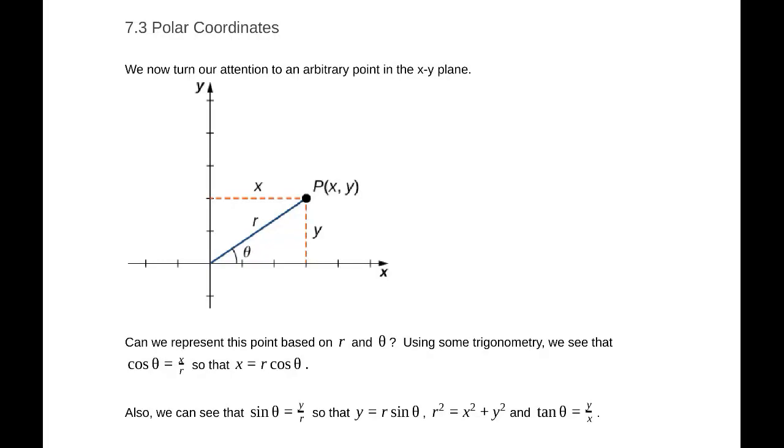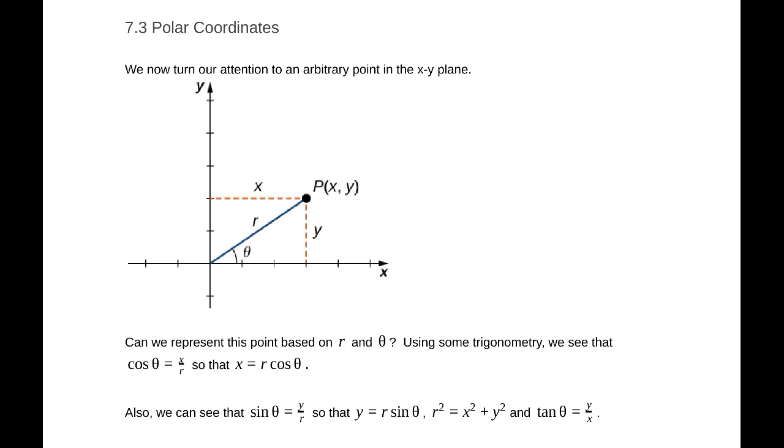Section 7.3, Polar Coordinates. So at this point we've discussed parametric equations in a couple of different manners. Now we want to turn our attention to an arbitrary point in the xy plane. So if we take this point that I have here, P, the point xy, can we represent this point based on the radius, the r there, and the theta, the angle?